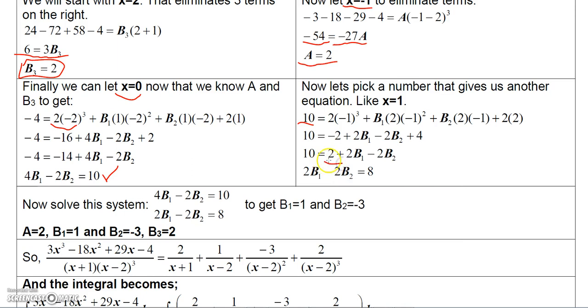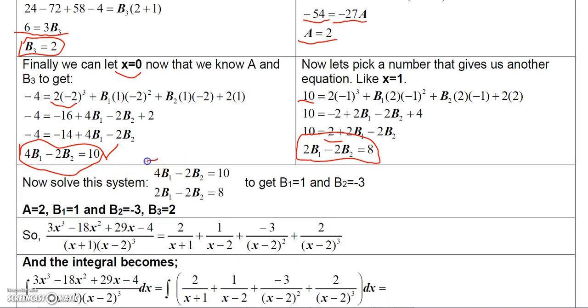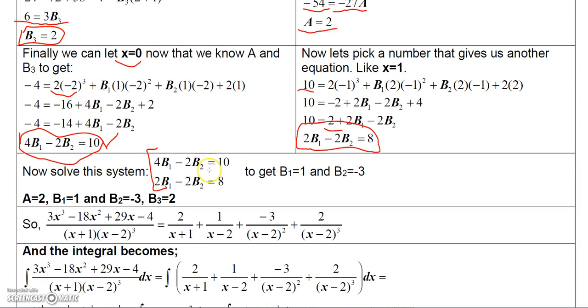And then if I subtract 2 from both sides, it'll give me 8 on the left, and then I have 2b1 minus 2b2 on the right, so there's no reason why I can't turn that around and write it like this. And so now I have that equation with b1 and b2, and I have this equation with b1 and b2. When you put these two equations together and solve them for b1 and b2, the elimination method would work. So I'll let you solve this system.